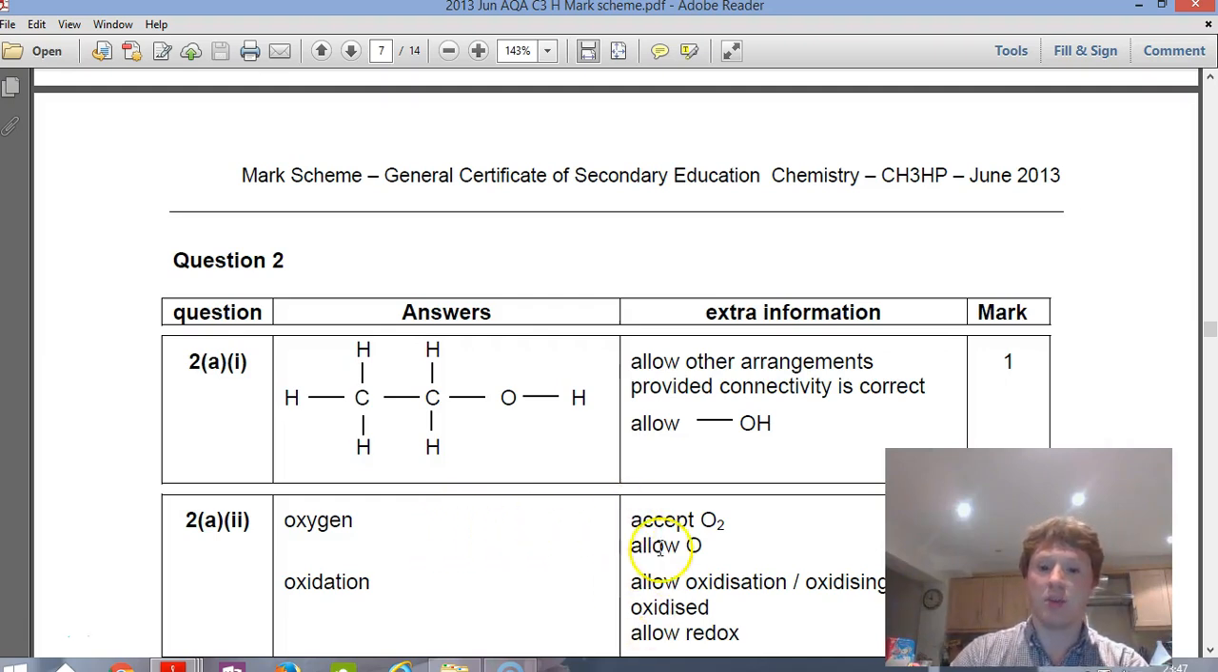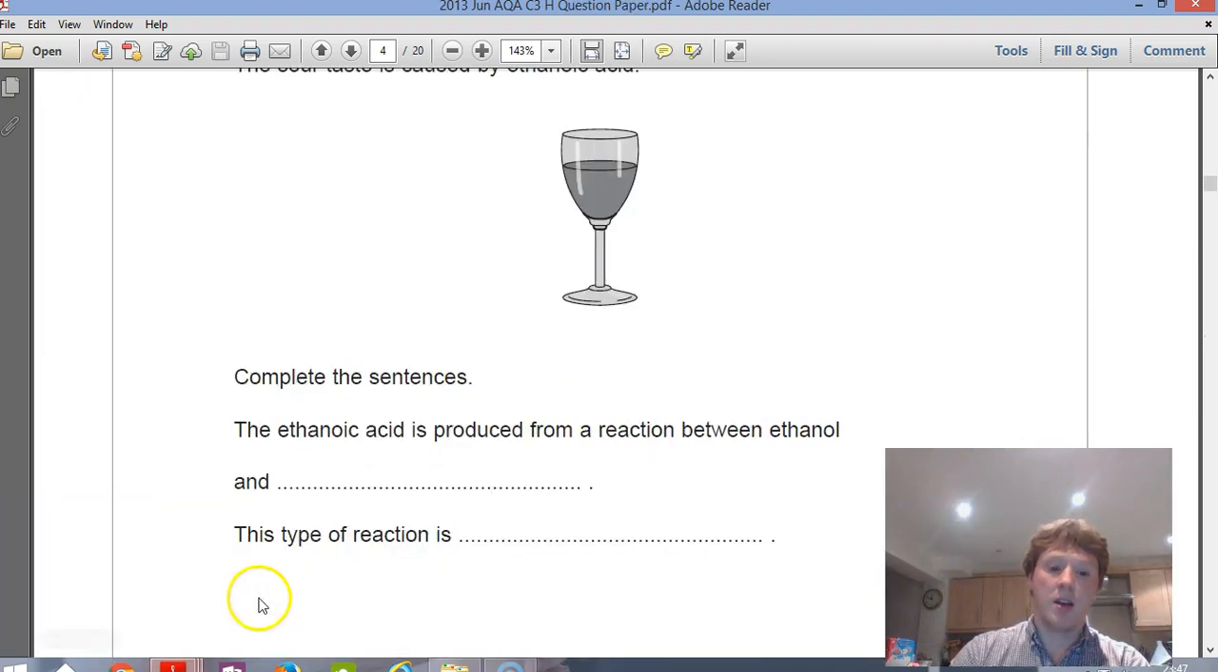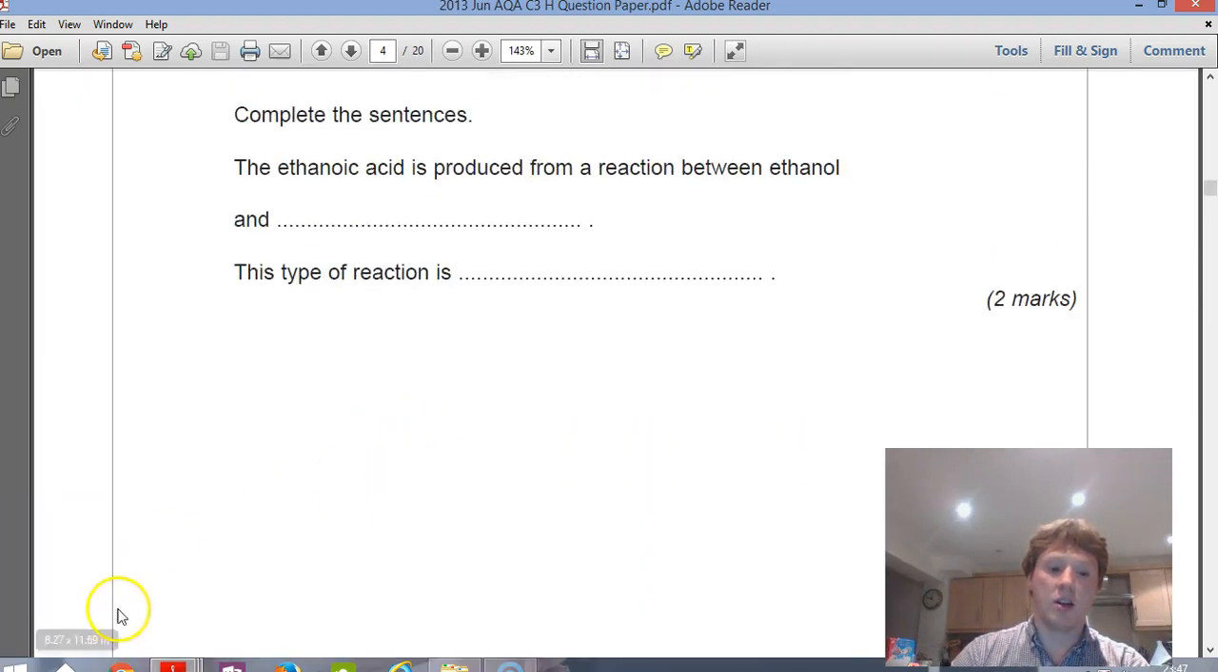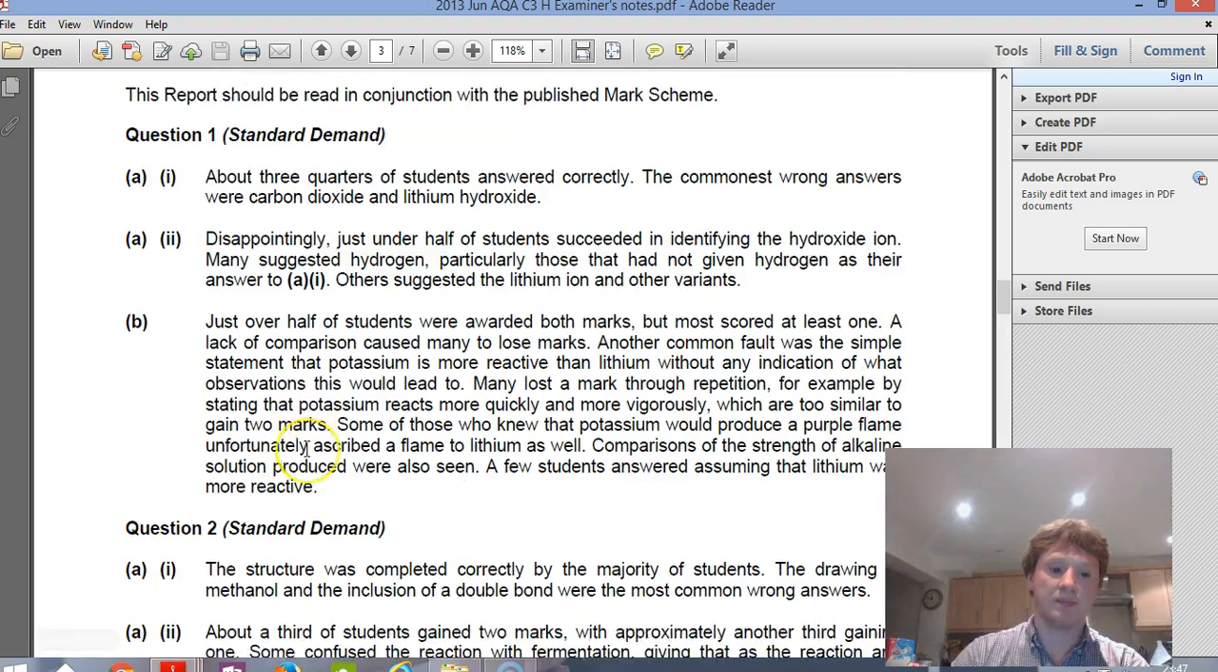So there you go, and there are plenty of alternatives. It's only when you write an element that you're allowed to write the symbol for it. So O2, because oxygen goes around in pairs, or O, because that's the symbol for oxygen. Okay, next question. Hang on, let's look at the examiner's notes for that.